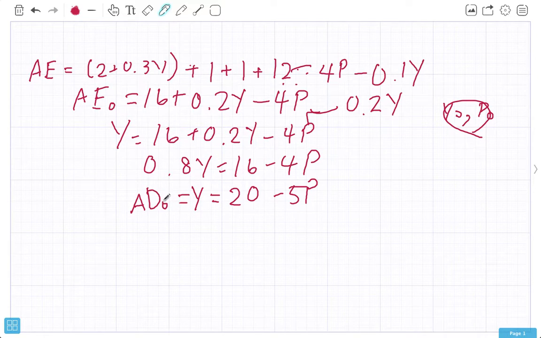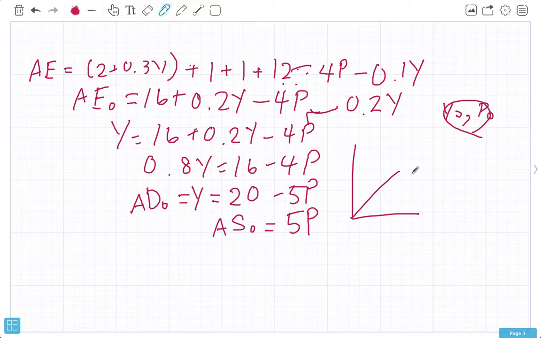This is because AD is a function of your price level, and you can set this equal to your AS, I believe, which was just 5p. So this is your AD-AS curve. So you have an AS that looks like this, your AD that looks like that, and you'd have your output level Y on your x-axis and your price level P on your y-axis.